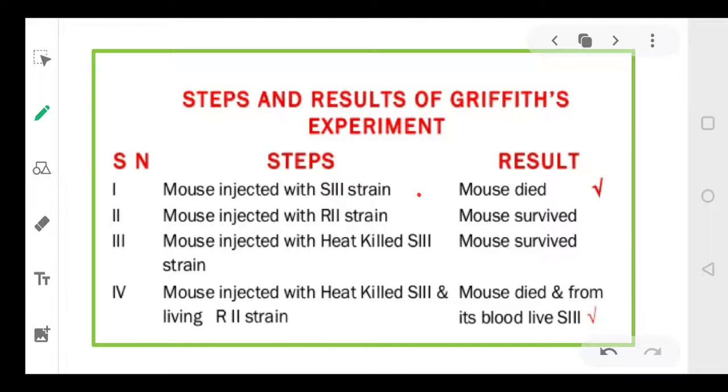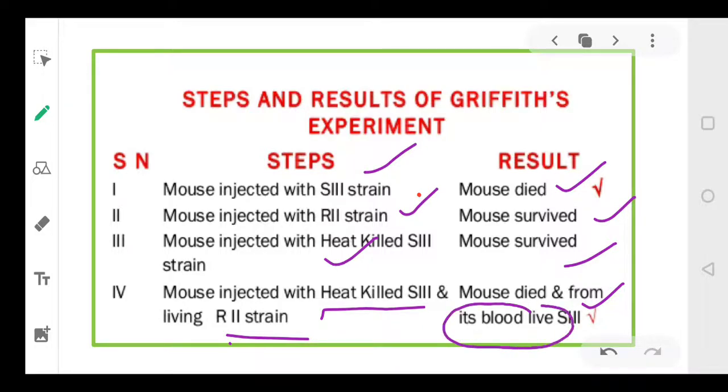Let's again see. First, he injected the S strain, the mice was dead. Second, he injected the R strain, the mice was living. Third, mouse was injected with heat-killed strain, the mouse survived. Then he mixed the heat-killed S strain with R strain, the mouse was dead. And it was observed that in the blood the S strain was present. और ये भी ऑब्जर्व किया गया साथ में कि जो माइस का ब्लड है उसमें एस स्ट्रेन मौजूद है.